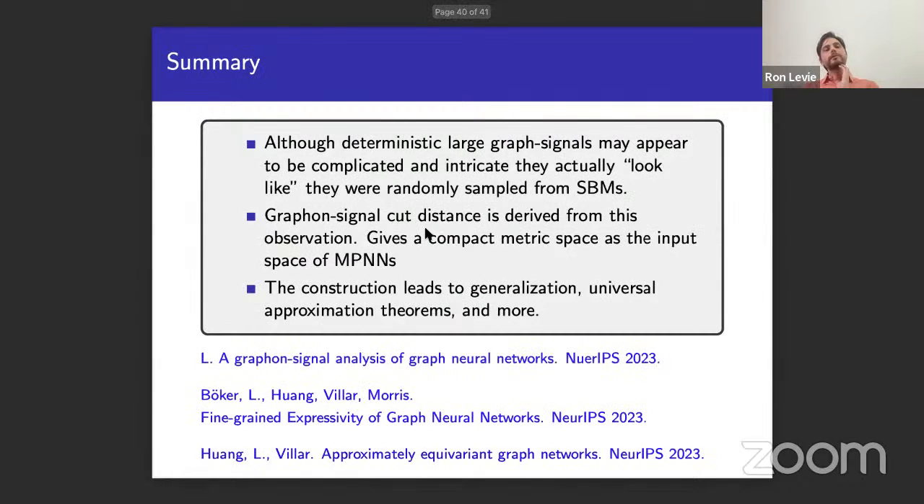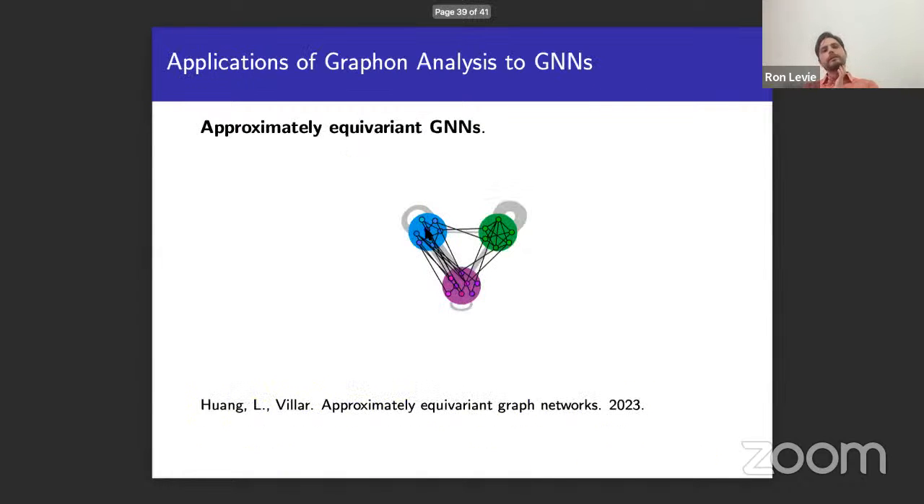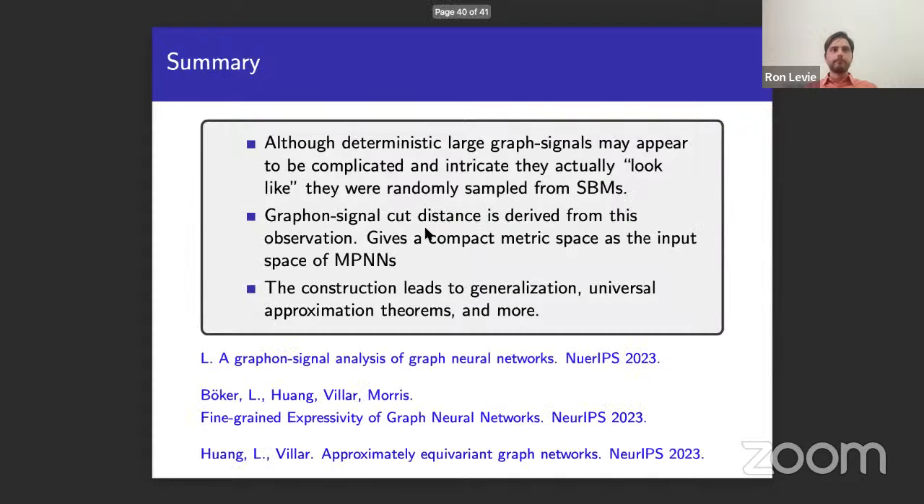I continue to work on applications of this theory. So probably in the next couple of months, I'm going to publish more practical applications of the regularity lemma and using graph theory for graph neural networks.